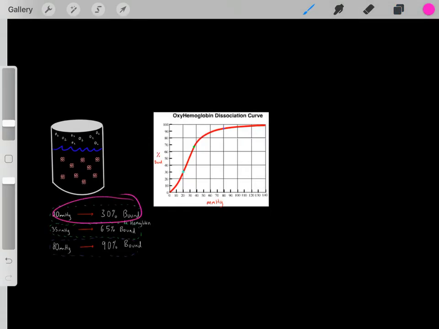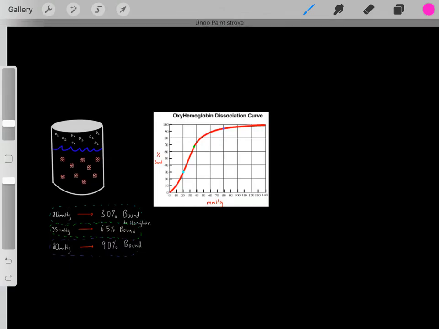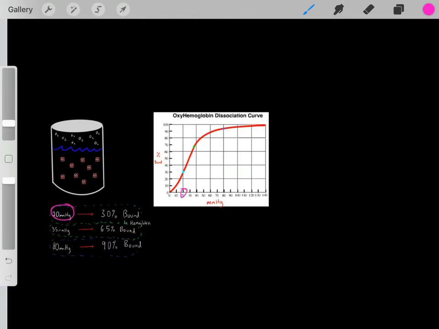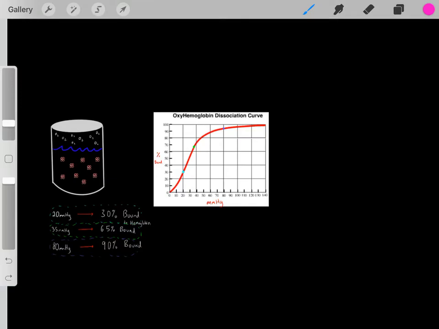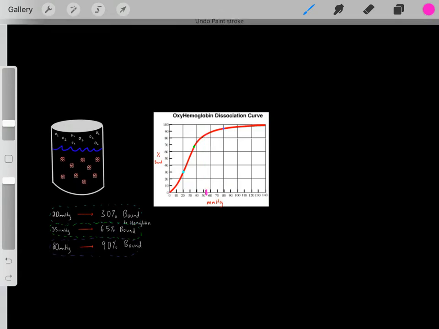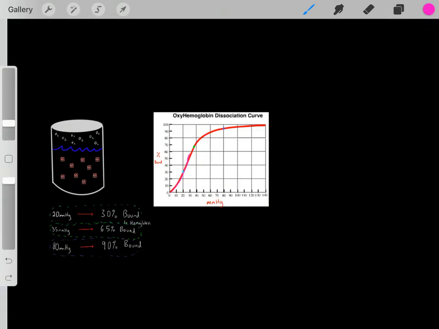We know this would be represented by this value, because again, 20 millimeters of mercury partial pressure, 30% is bound. So again, this represents the partial pressure of oxygen, this represents the percentage bound. So we can take any partial pressure of oxygen and see what percentage of the hemoglobin will be bound. And this is what the curve would look like. We would have this sigmoidal shape.